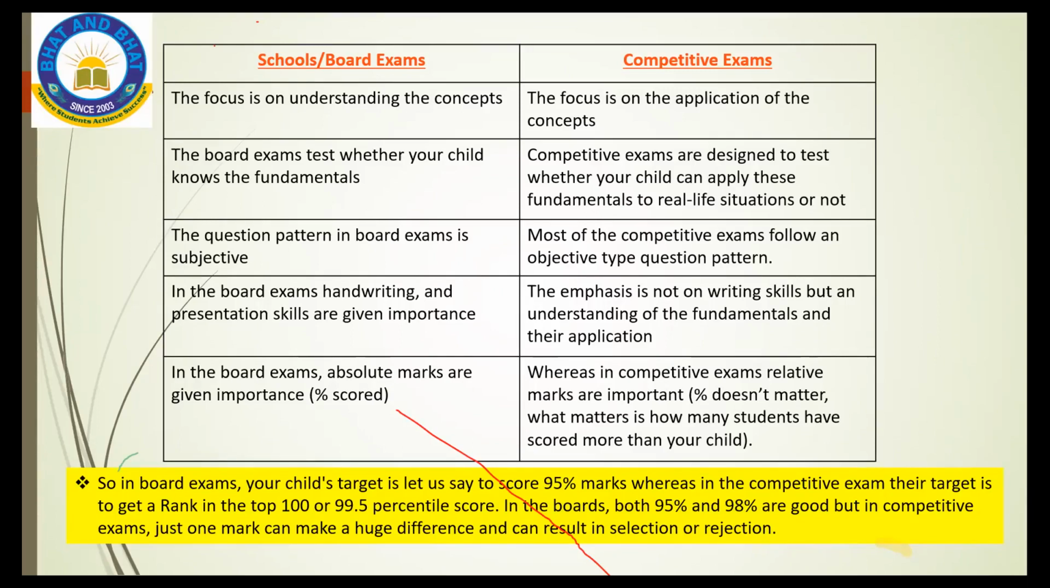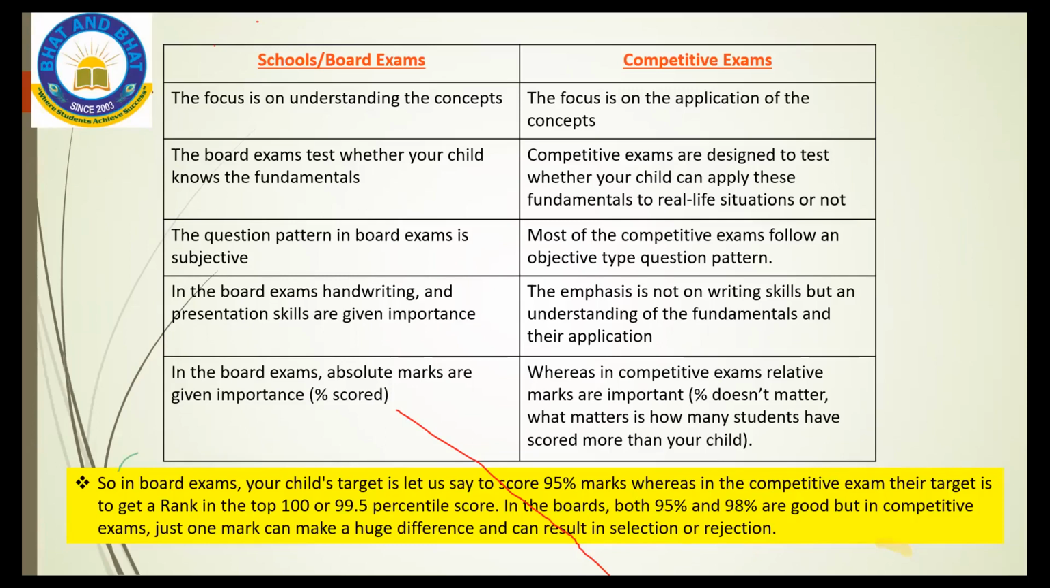Whereas in the Sainik and Navodaya entrance competitive examinations, they mainly focus on whether the student has applied the fundamentals and given a proper output. That is more important, and accordingly they will secure the marks. In the board examination, the child is targeted to score at least 95 marks, and if they score 95 marks, the child will be considered a topper. But in the competitive examination, each and every cutoff varies. Even a small difference in percentage means there will be a huge difference in the result. So be careful with competitive examination preparation. It is not like a board examination.